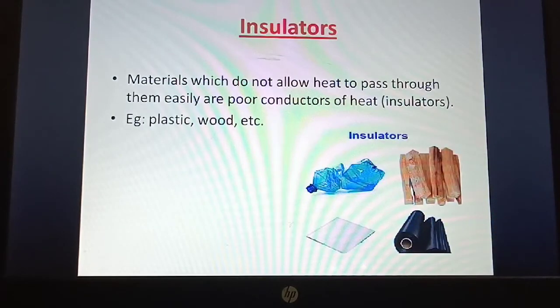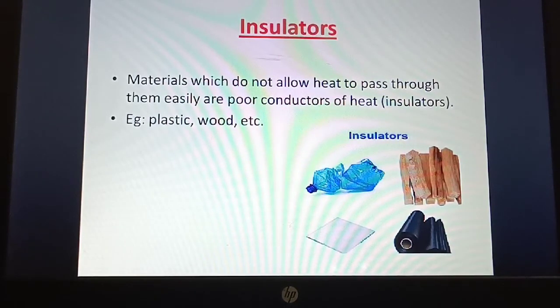Next, if you see the insulators. What are insulators? The materials which do not allow heat to pass through them easily are insulators or poor conductors of heat. For example, plastic, wood or maybe rubber. So all these are poor conductors of heat or insulators. They do not allow the heat to pass through them. Therefore they are called insulators.